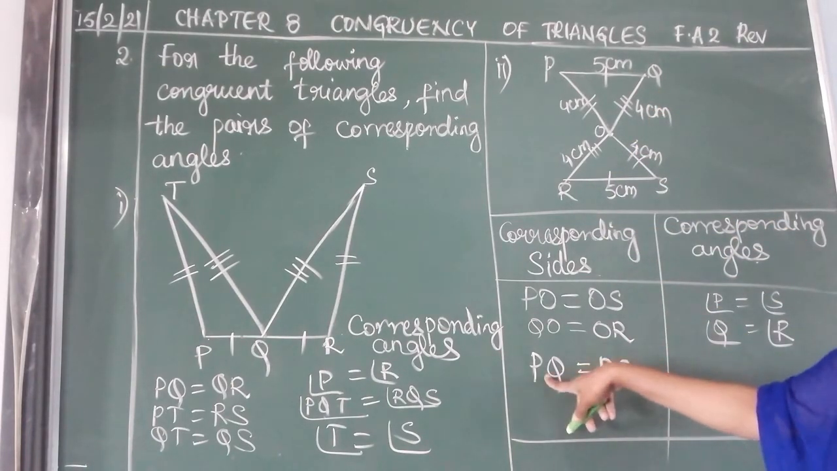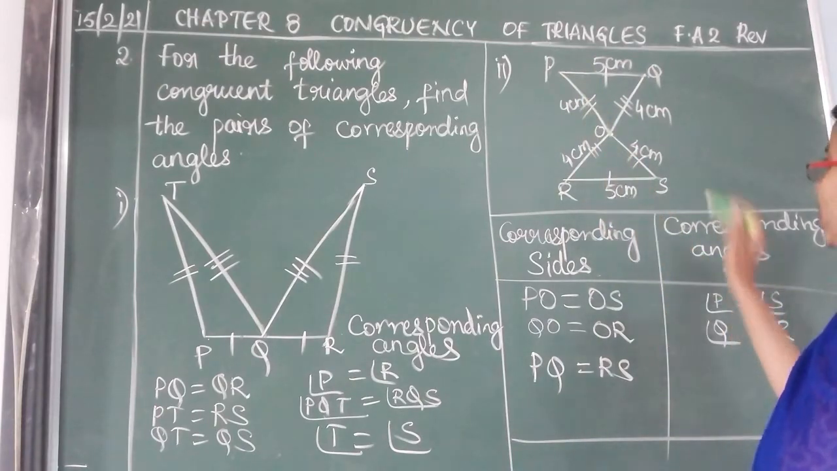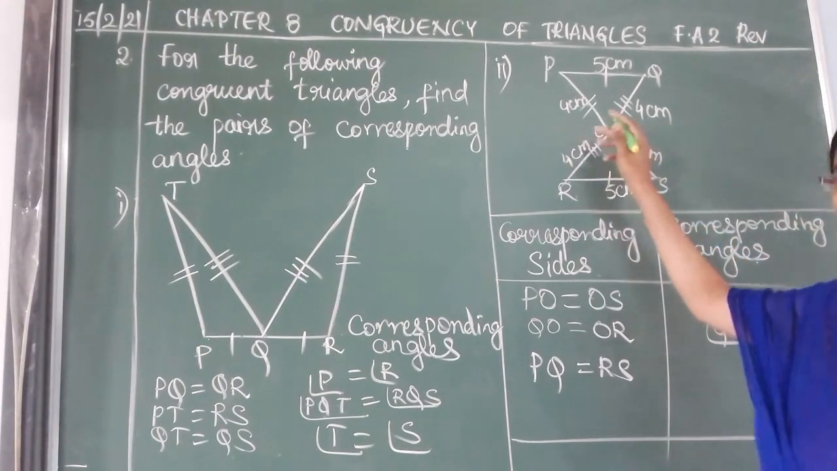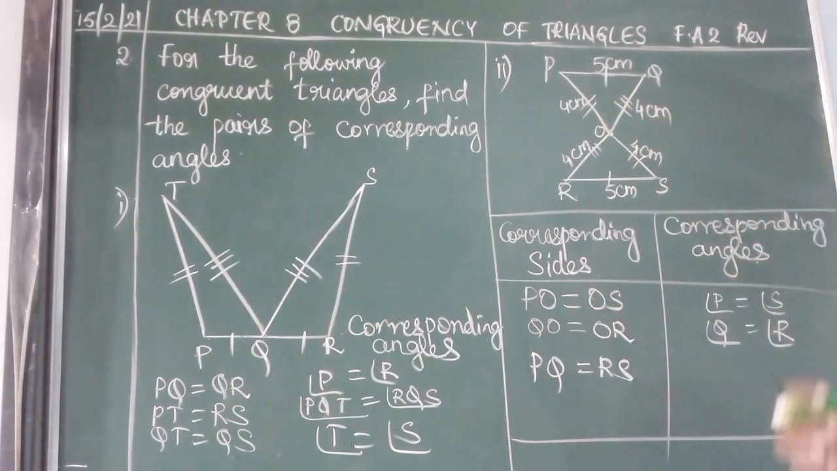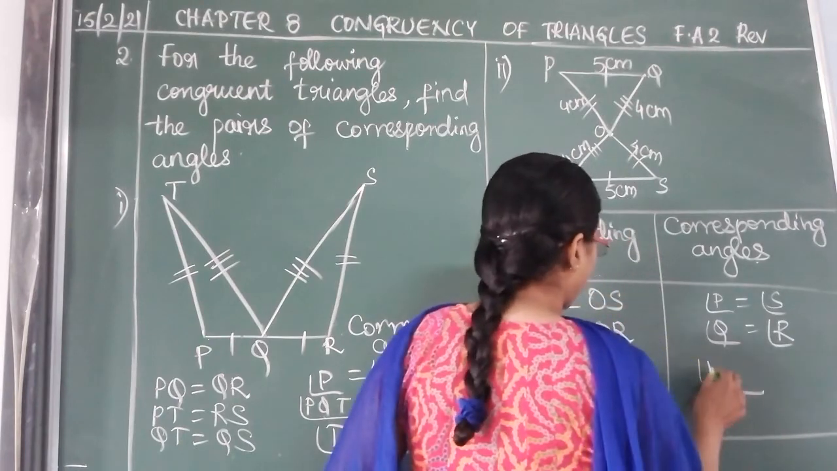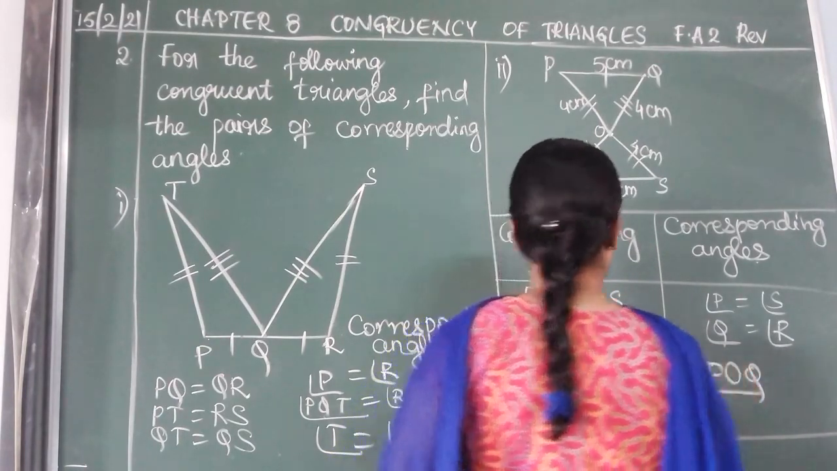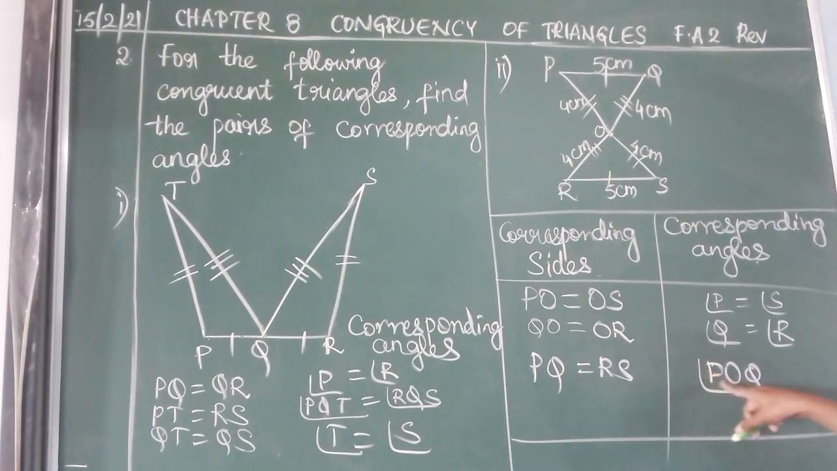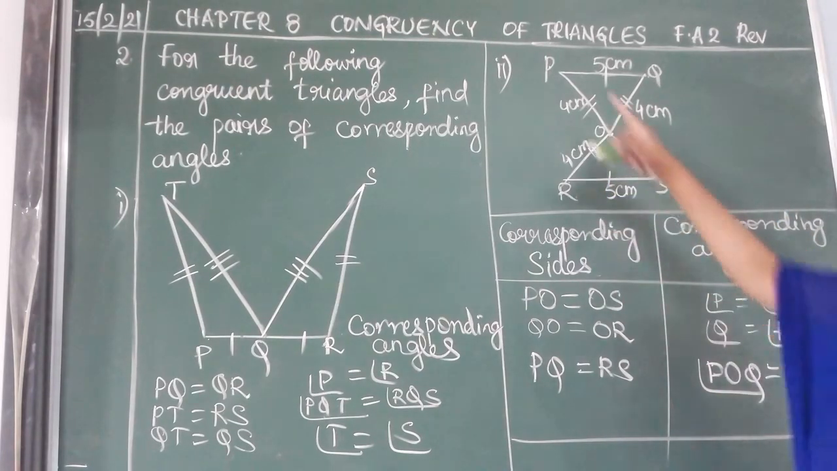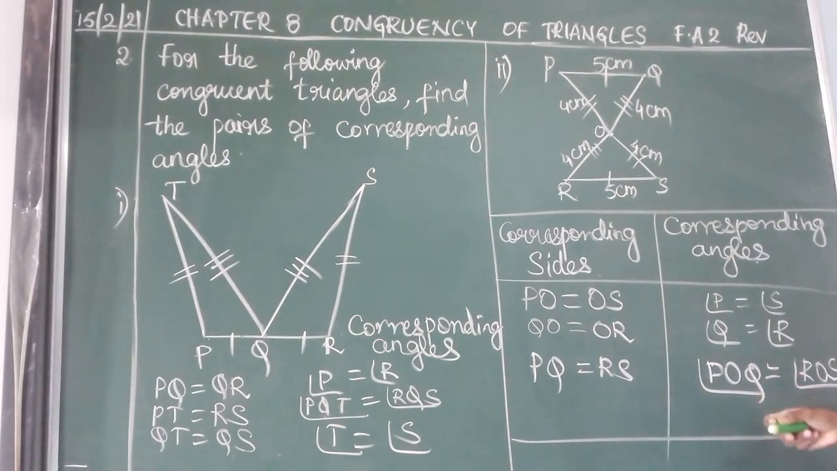Now you can see that angle P we have written, angle Q is finished, angle R and angle S are finished. So angle O you need to write, and it has two parts. So you have to take the combination of the vertices where you have O at the center. So angle POQ. Here PQ is given, so POQ is equal to angle ROS. Understood this? Copy in your homework books, children.